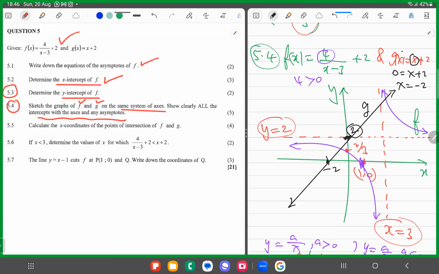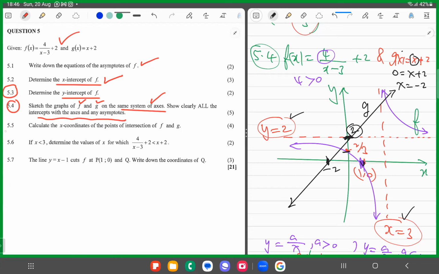Now we're supposed to sketch the graphs of f and g on the same system of axes. Show clearly all intercepts with the axes and any asymptotes. We have shown all the intercepts with the axes, and also the asymptotes, x equals 3 and y equals 2.